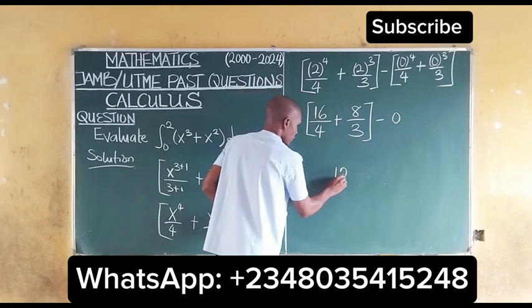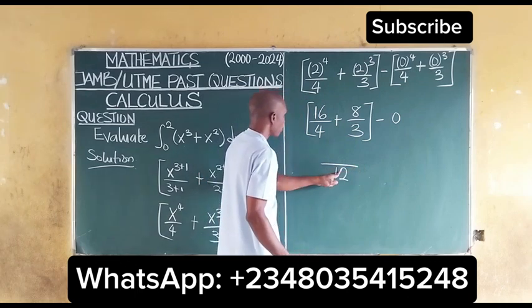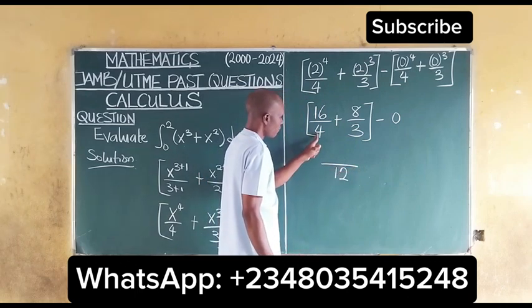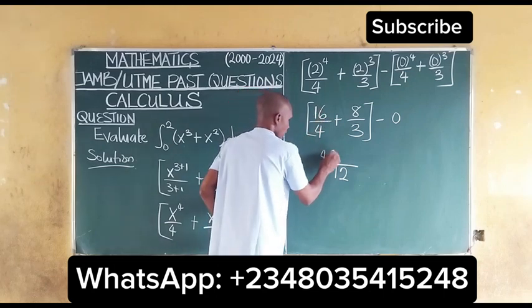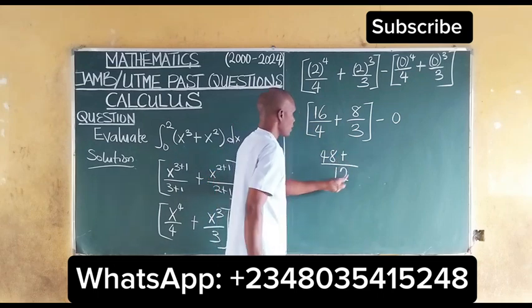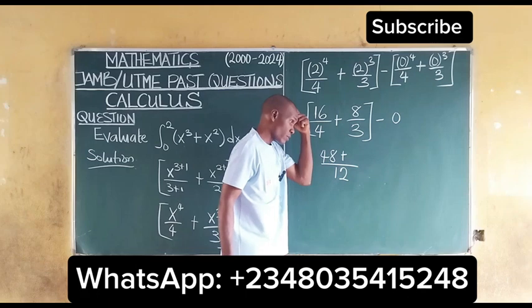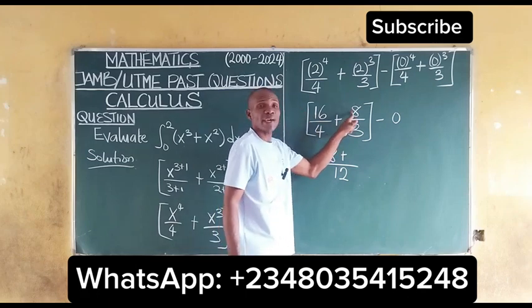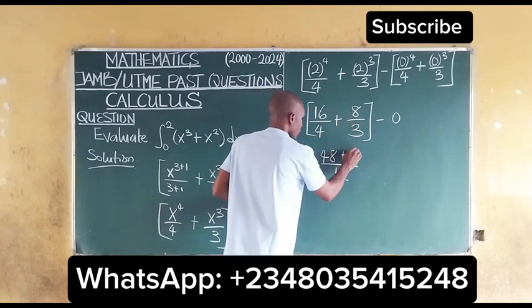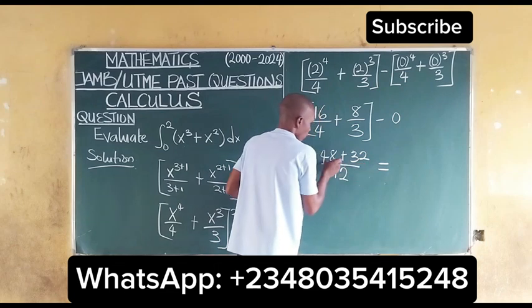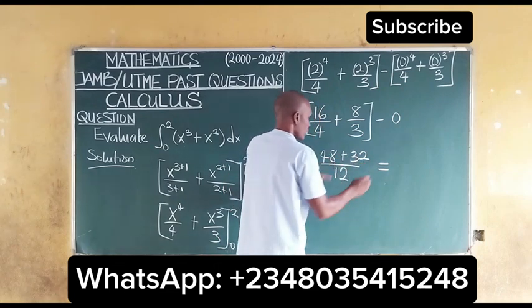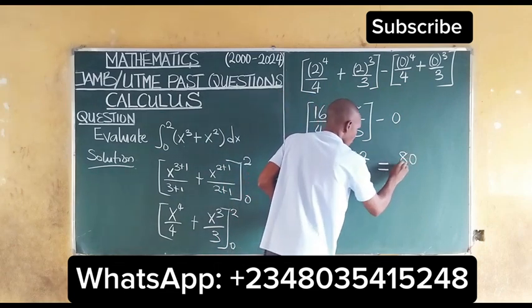So the next thing to do is to find the LCM. Of course, the LCM here is 12 all over 12. 12 divided by 4 will give us 3, and 3 multiplied by 16 is 48. Plus 12 divided by 3 will give us 4, and 4 multiplied by 8 will give us 32, which is equal to 48 plus 32 is 80 all over 12.